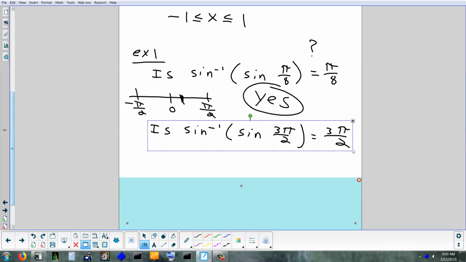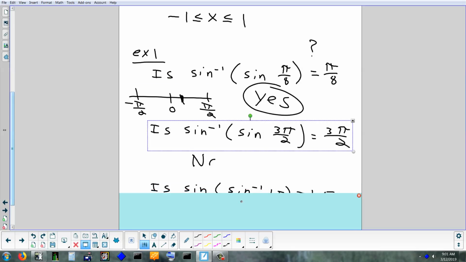Right? Pi over 2 is the upper limit. So if you take pi over 2 and triple it, you're way past pi over 2. So the answer here is no. This is the one that if you typed it in, you would get a different answer back, but it wouldn't be the one you started with. If you wanted to think of it in degrees, that's 270 degrees. That's not between negative 90 and 90.